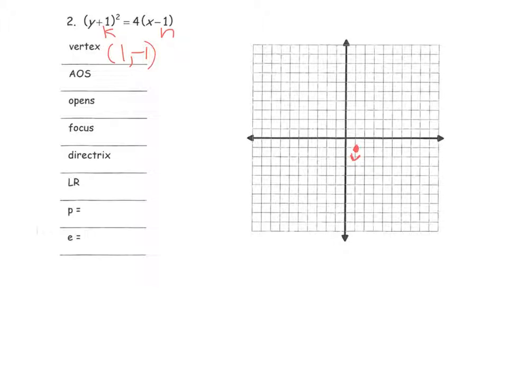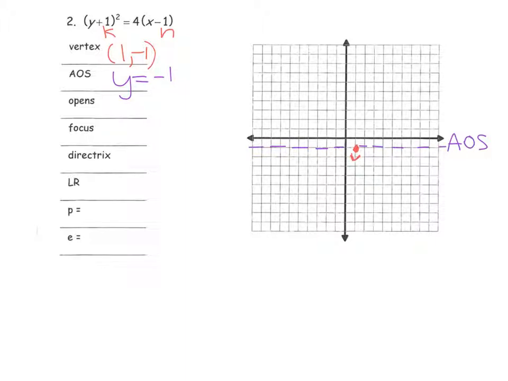I also know that this opens right or left because of the fact y is squared. So that means that my axis of symmetry is going to run horizontally through the vertex. I'm going to label that AOS. That's my axis of symmetry. So the next thing is really finding that p-value once again, because p is going to tell us everything we need to know. So axis of symmetry, let me just write that equation. That would be y equals -1. That would be our axis of symmetry.